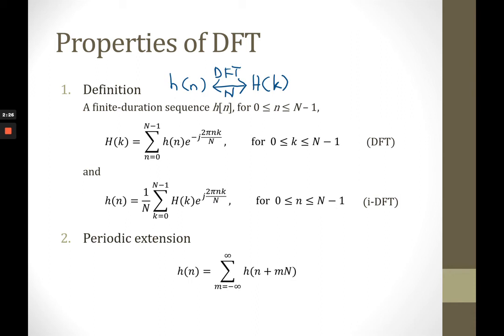So we already recall the DFT and inverse DFT for an N-point sequence x(n), based on these two equations. The second one is periodic extension, where x(n) is equal to the summation for m equal to negative infinity until infinity of signal x(n plus mN), where N is the period of the sequence signal.